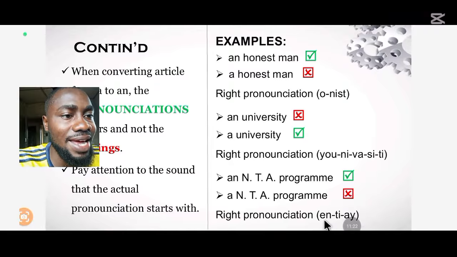You can see from the pronunciation that it starts with a vowel sound, which deems "an NTA program" correct, and deems "a NTA program" wrong. So you have to have it in mind that the letter that starts the first syllable of the pronunciation of the noun matters, and not the spelling.